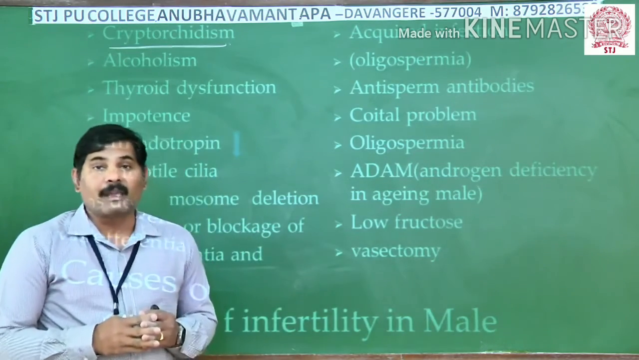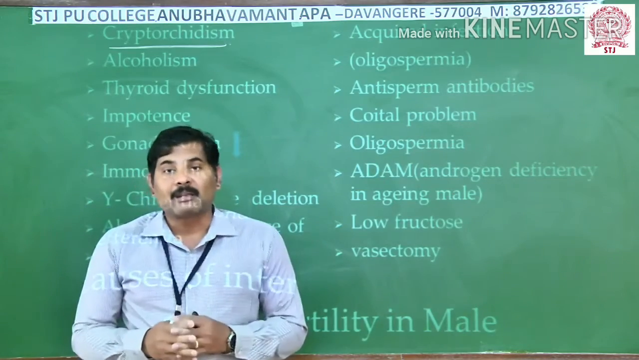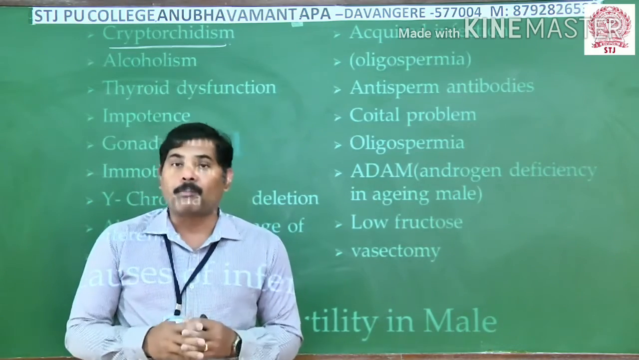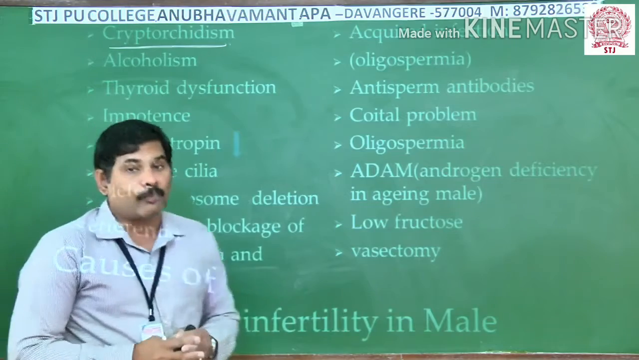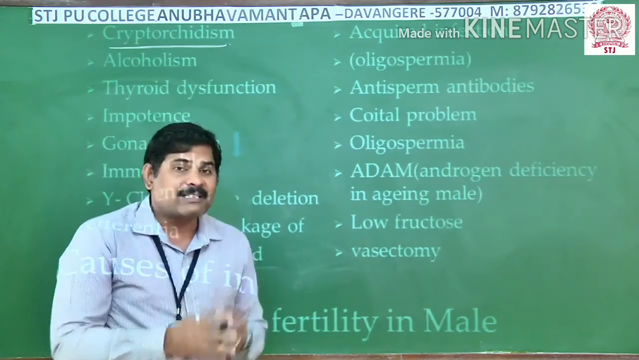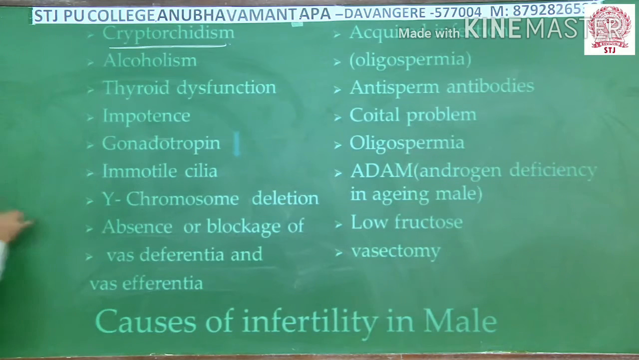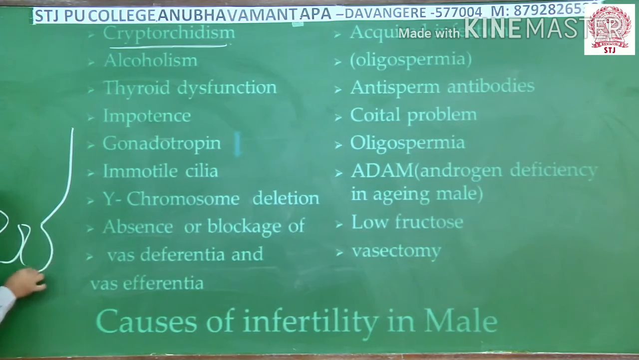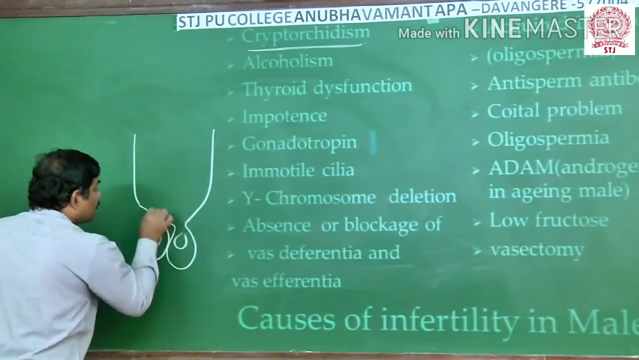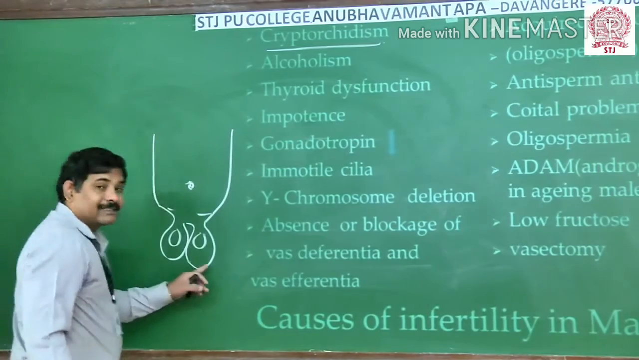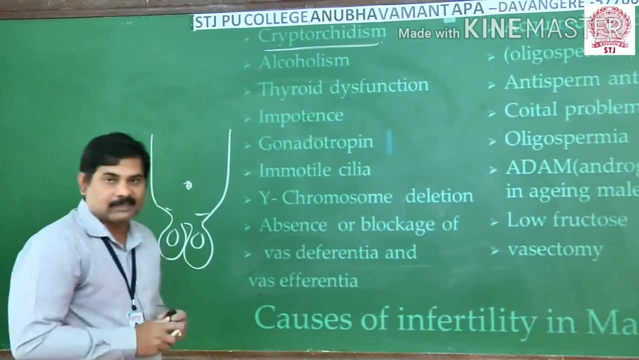You all might have studied about cryptorchidism, a problem in males, when you study the human reproductive system. And what does cryptorchidism mean? Let us see. If you take the human male, there is a very interesting point in the creation of nature. The two testicles are suspended in the scrotal sacs.